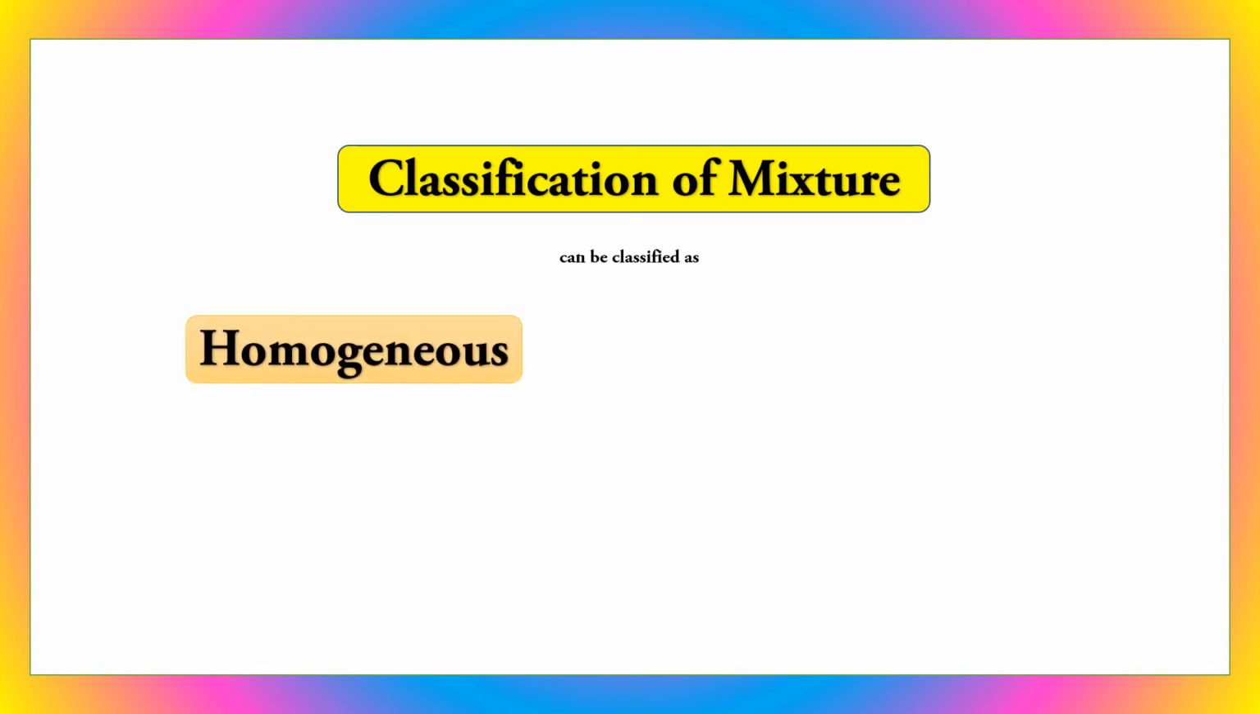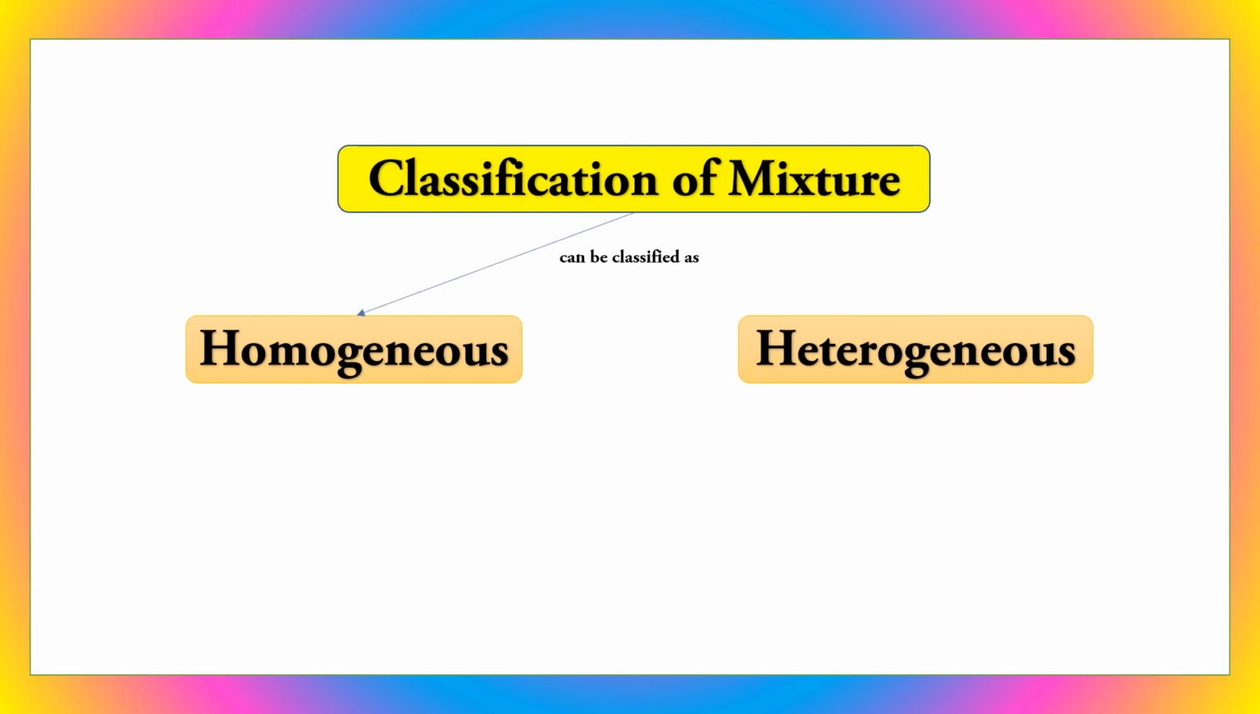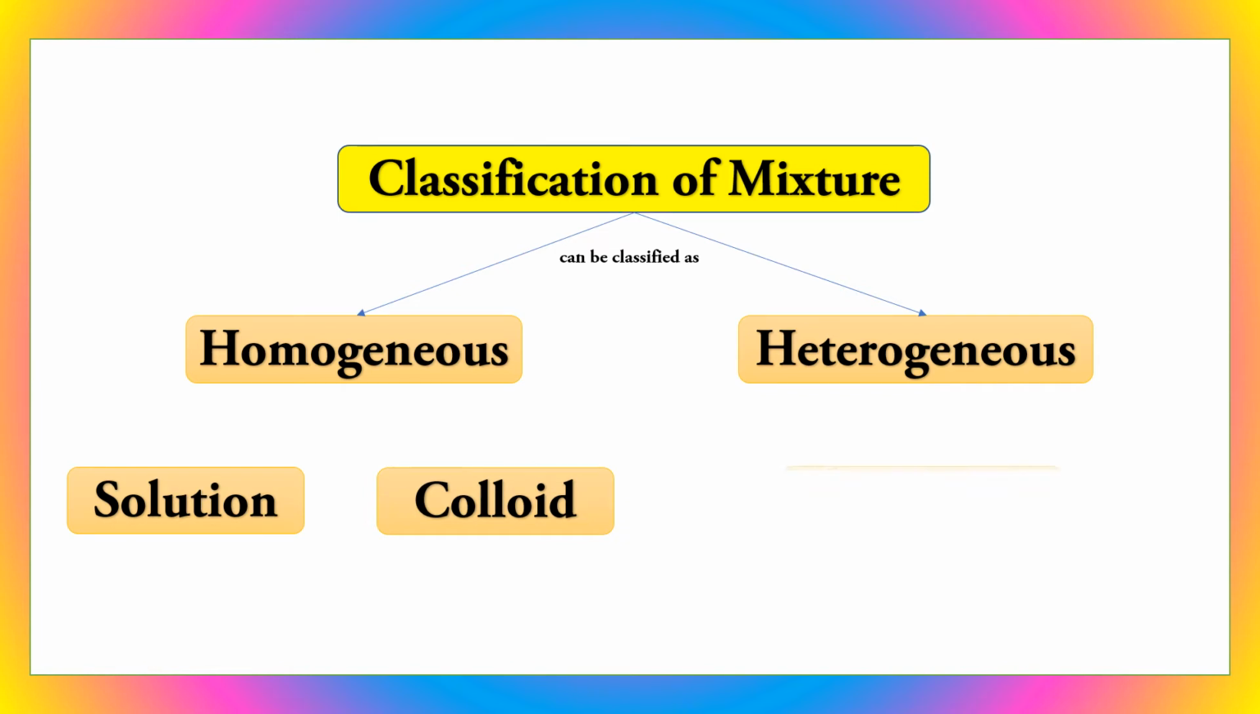So let us first classify mixture. Mixture can be classified as homogeneous or heterogeneous. Again, homogeneous or heterogeneous. Homogeneous can be grouped into two also. We have solution and we have colloid. While heterogeneous can be suspension. Homogeneous can be solution or colloid, while heterogeneous can be a suspension.